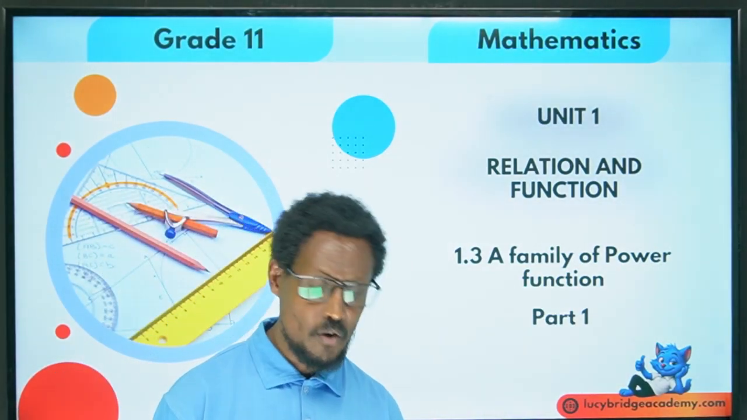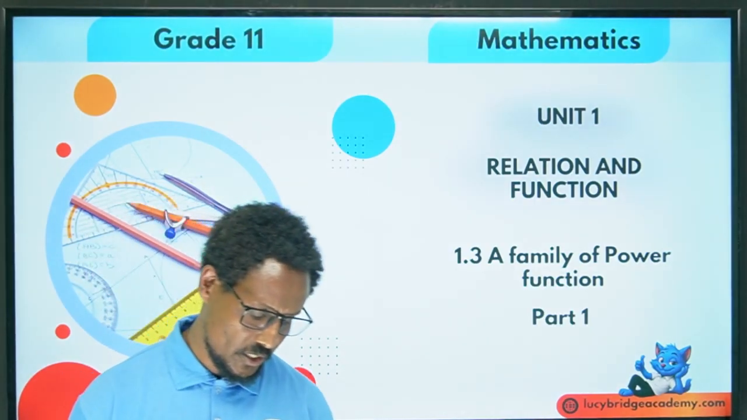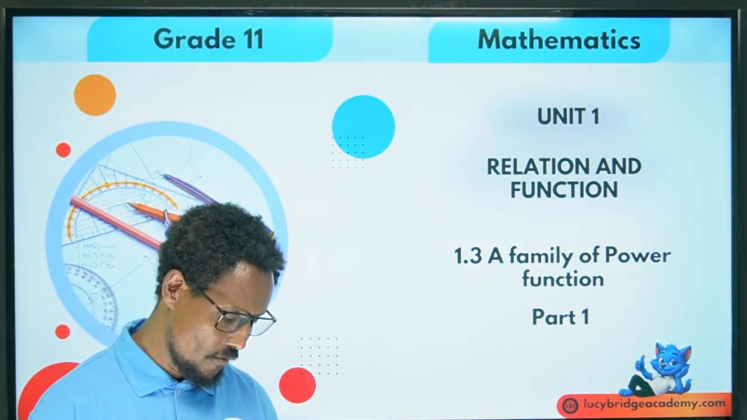ኦኬ family of power functions. Okay, family of power function. What do you mean by family of power function?